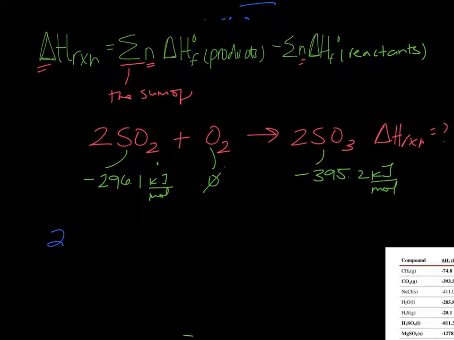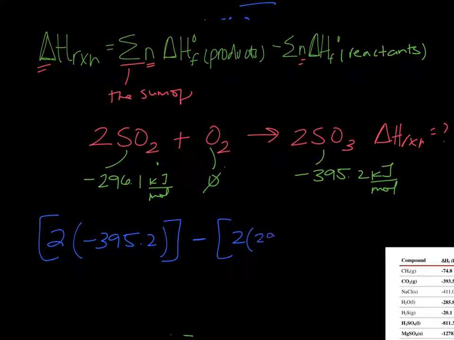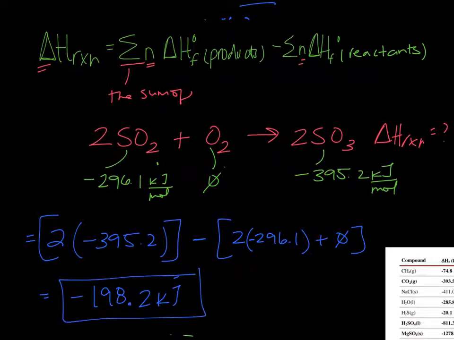So it's going to be 2 times negative 395.2, because it's products minus reactants. So there's our products, and then the sum of the reactants is going to be 2 times negative 296.1 plus 0. And so if we put that into the calculator, we get negative 198.2 kilojoules, because the moles canceled out. All right, so let's try one more, or 2 more maybe.